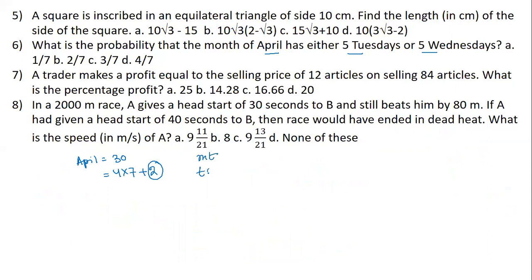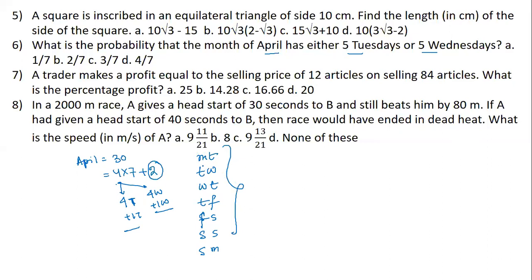Monday-Tuesday, Tuesday-Wednesday, Wednesday-Thursday, Thursday-Friday, Friday-Saturday, Saturday-Sunday, Sunday-Monday. Out of which I need an extra Tuesday, because in all these 4 weeks you will get 4 Tuesdays and 4 Wednesdays. That is already done. You need that one extra Tuesday and one extra Wednesday. That will come from these possible options 1, 2, 3. There is no other possibility. So 3/7 is the answer. Option C.